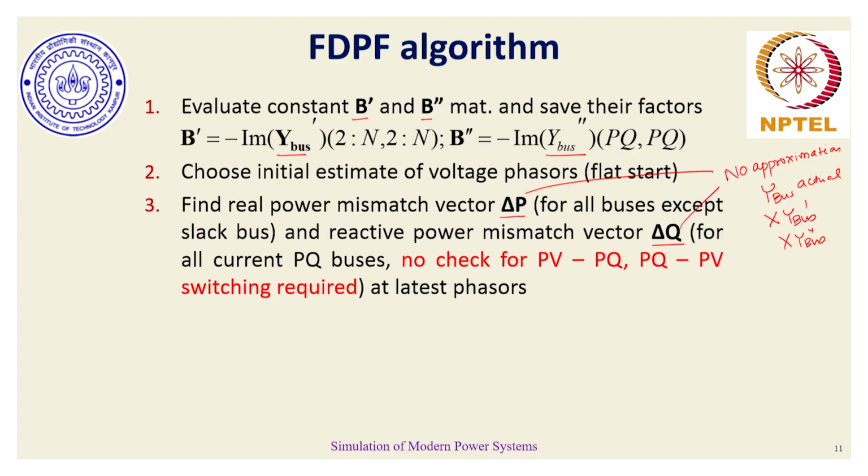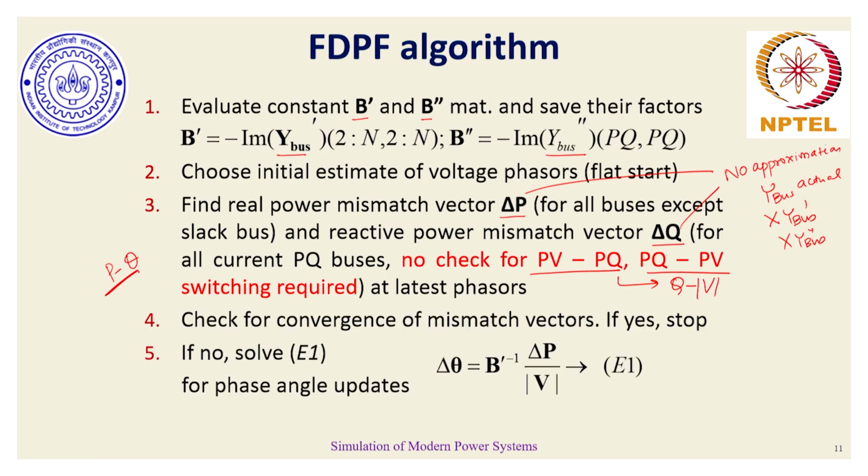And when we do this step, since the first half iteration is for the P theta half iteration, we are not bothered whether PV to PQ or PQ to PV switching is involved. This would come into the picture when we try solving for the QV half iteration. Since we are talking about the first half iteration, which pertains to P theta, before we start solving it, we check whether delta P and delta Q, these mismatch vectors, are meeting the tolerance or not.